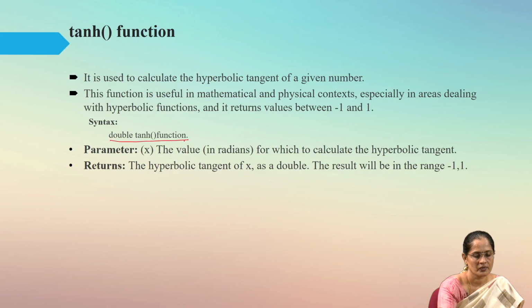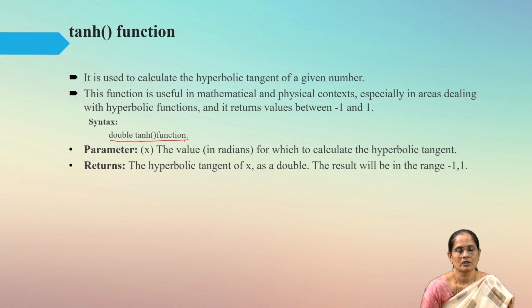The tanh function will calculate the hyperbolic tangent of a given number. The syntax is the same as the tan function, double tanh. The value again should be given in radians. It results in the hyperbolic tangent of a given double value, and the result will range from minus 1 to 1. So, we will see how it can be used in a program.